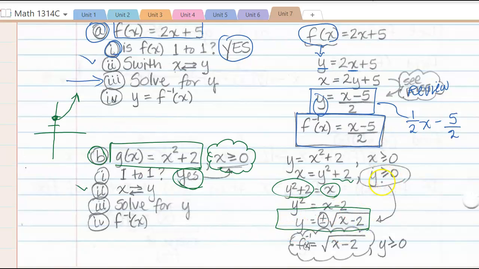But wait a minute. Remember, it says only if y is positive. So when we had our plus or minus, if I want y to be greater than or equal to 0, I'm only looking for the positive side. So you can see the f inverse here is good only because we're looking at the positive version of it. We don't really need to put the plus or minus at all to show that this is our inverse. And that concludes this video.